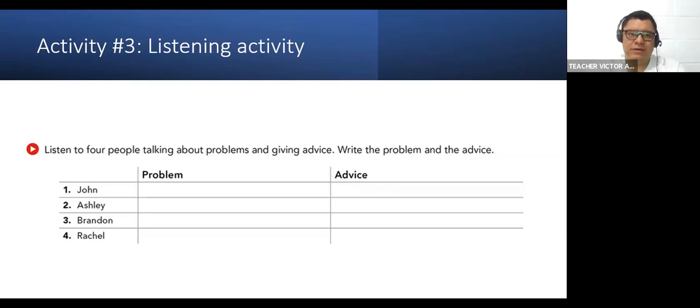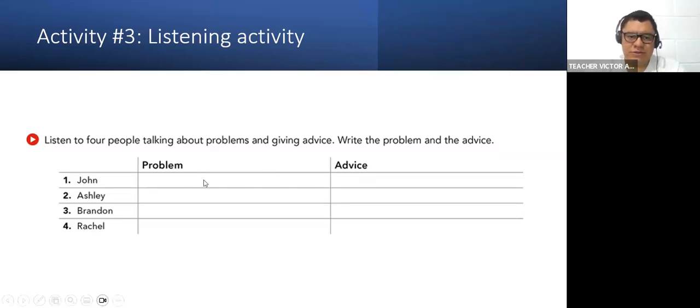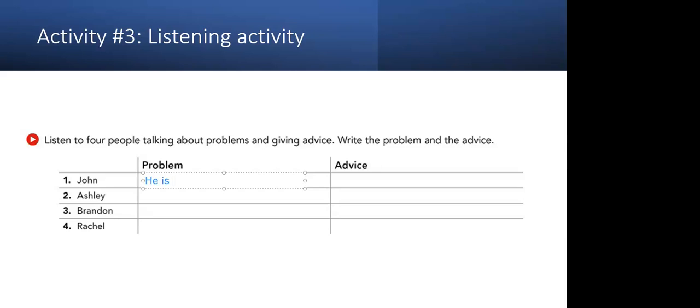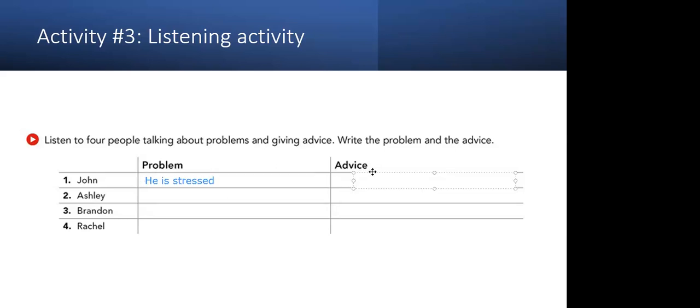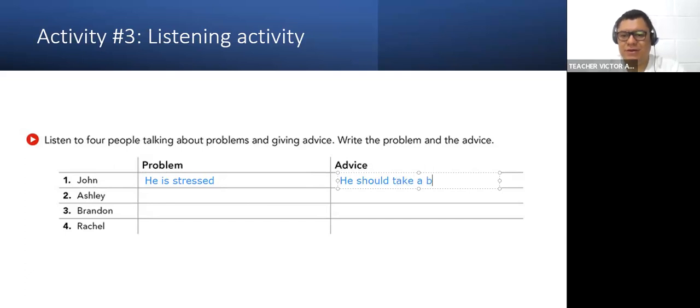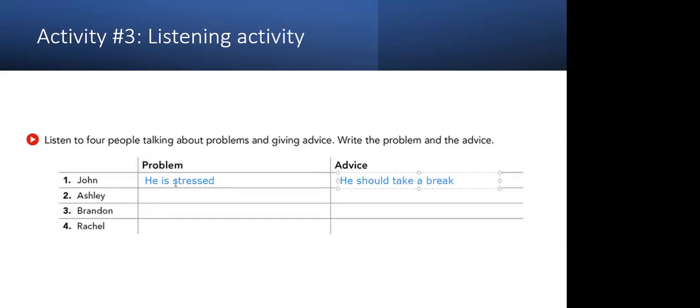All right, guys, so it's time to discuss the answers. So for John, for number one, we said, what was the problem for John, guys? Stressed. All right, yes, he's stressed. That's right. And the advice: he should take a break. Yes. Perfect, Julius. Great job.